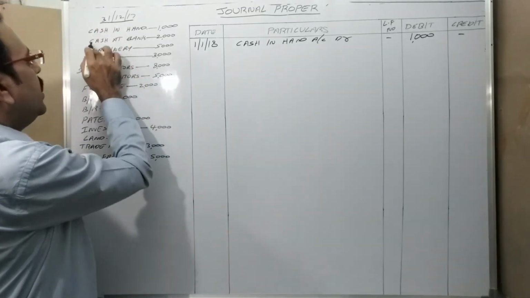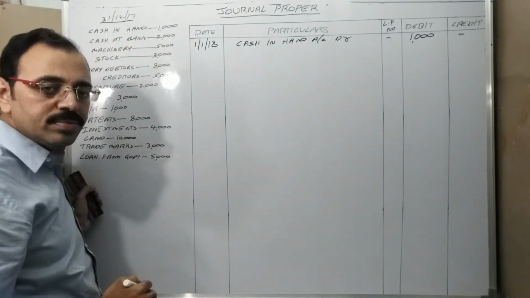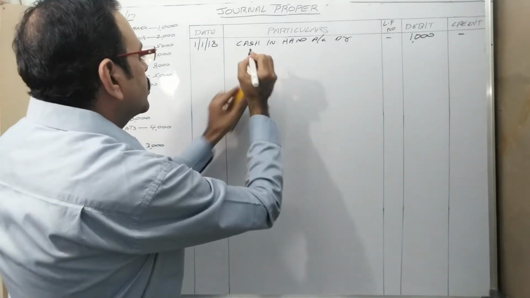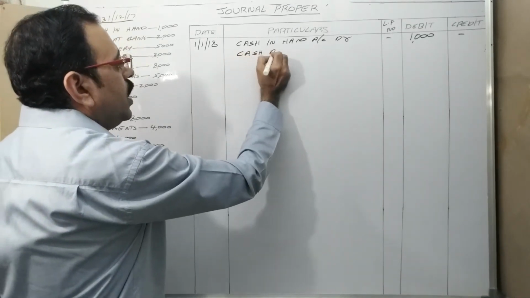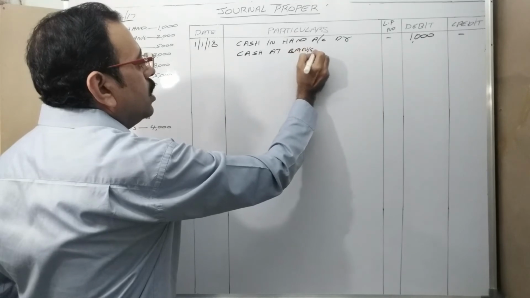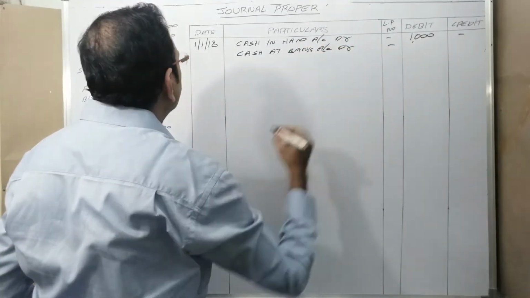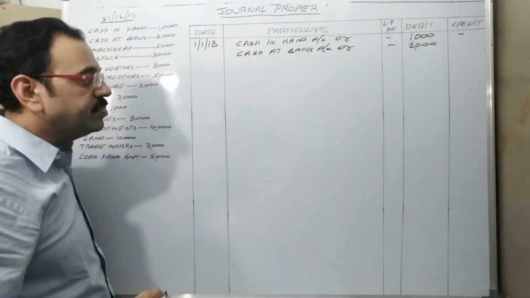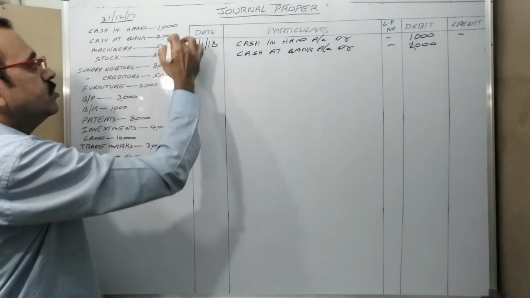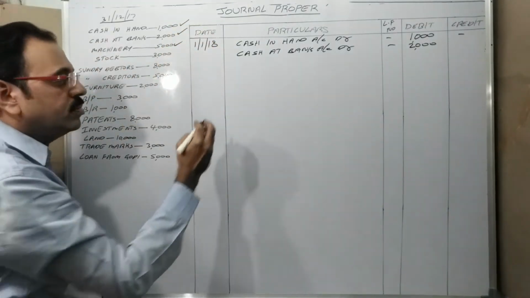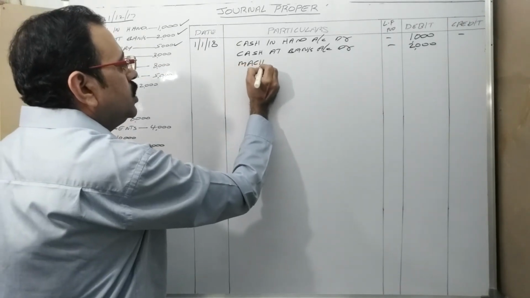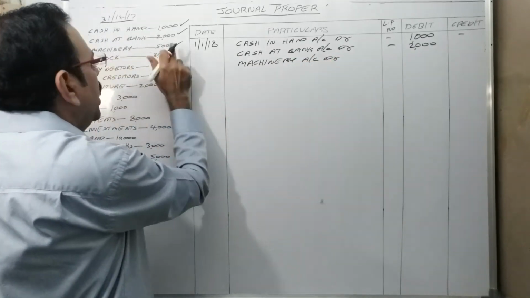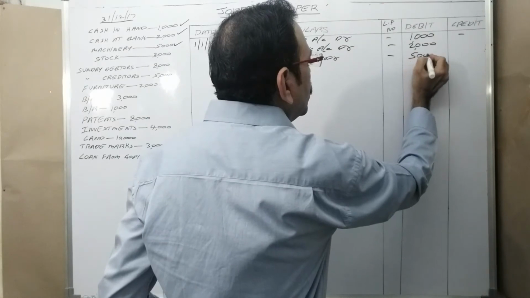Then next one, cash at bank. Bank balance is also an asset. Therefore, we should debit this. Cash at bank account debtor. Amount in which column? Since it is an asset, debit side. Then machinery. This is also one asset. Therefore, we should debit it. Machinery account debtor. Amount is 5,000 rupees.